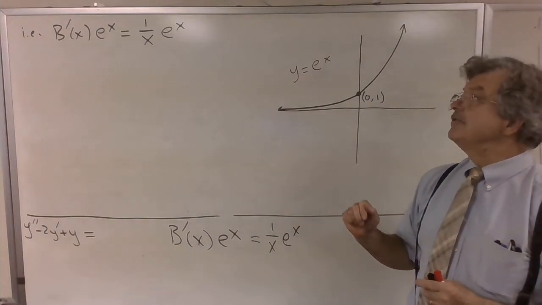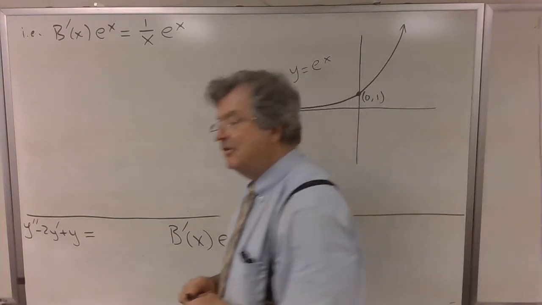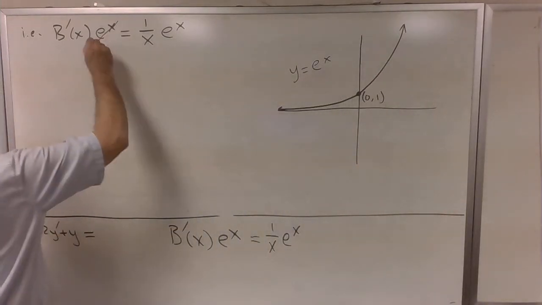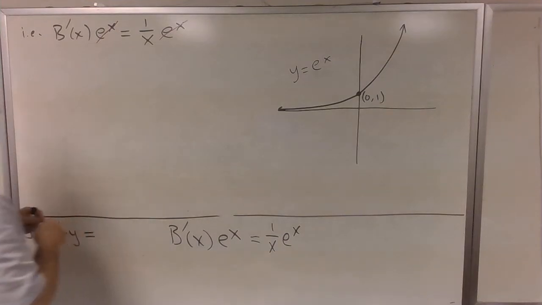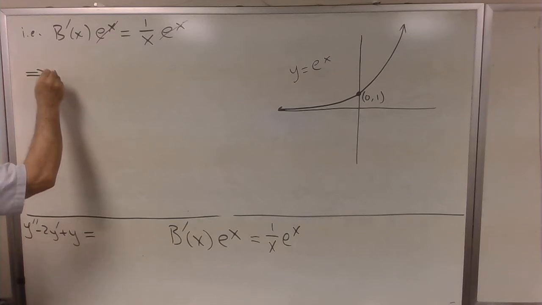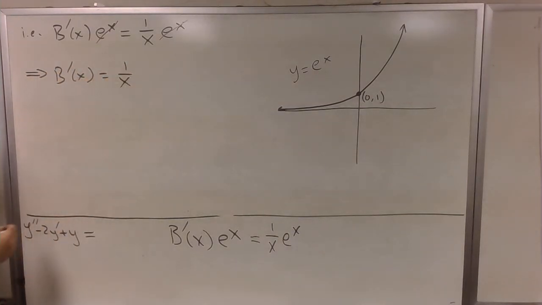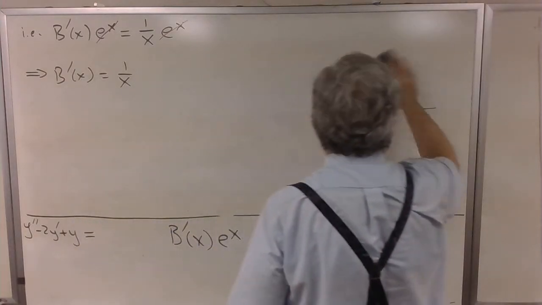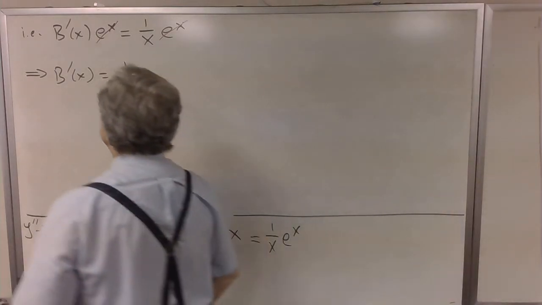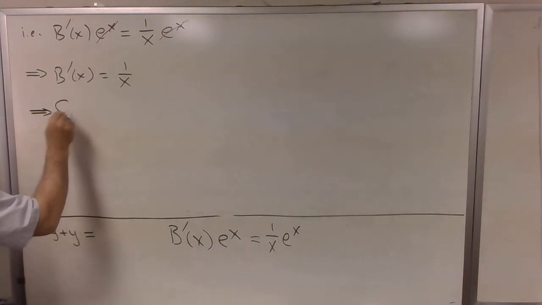But the point here is that e to the x is never 0, so we can just divide both sides by e to the x. And we won't be changing anything. So b prime of x equals 1 over x. Can I solve this? Maybe. Let's see, I can integrate both sides.